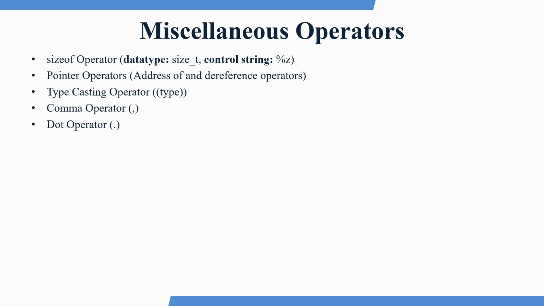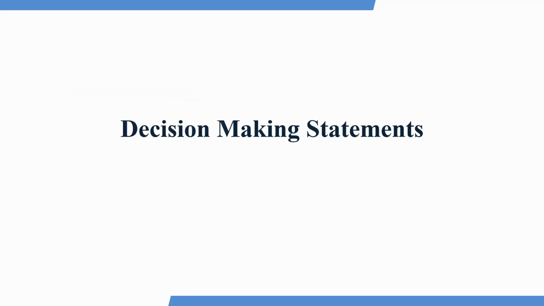There are other symbols we will use. The control string like percentage z is used with size underscore t, a data type which is used to store the size of a particular variable. Then typecasting operators, which we mention within brackets, the comma operator, and the dot operator. These are the other operators we will use in our programs.